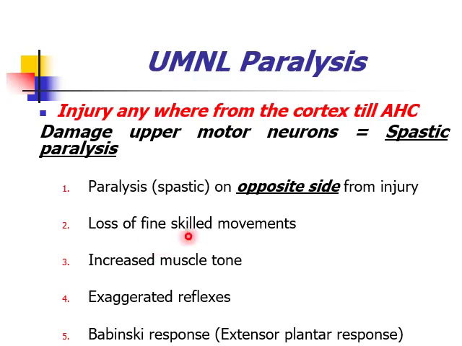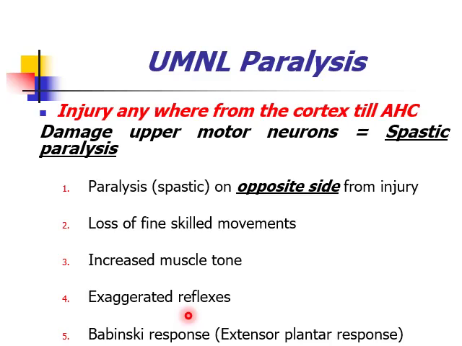I have a loss of fine skilled movement. Fine skilled movement was one of the functions of the lateral corticospinal tract, responsible for the skilled movements present in the limbs. It would be lost. There is increased muscle tone, because the disturbance between the excitatory and the inhibitory functions favors the activity of the excitatory part. So I can have an increased muscle tone that is reflected in the paralysis, making it a spastic paralysis, with exaggerated reflexes. If I'm testing one of the reflexes in this patient, I'll see an exaggerated reflex.